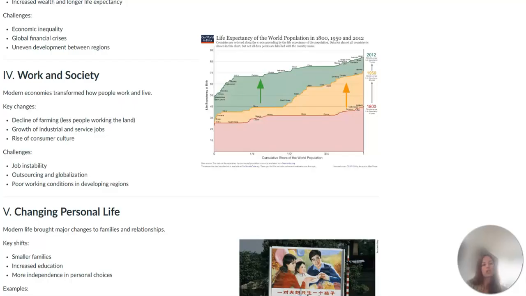All of these changes also reshaped how people work. In the past, most people worked in agriculture. Today, fewer people farm and more people work in industry and services. So what we see is outsourcing of jobs to lower wage countries, growth of unstable and temporary work, and then expansion of consumer culture.